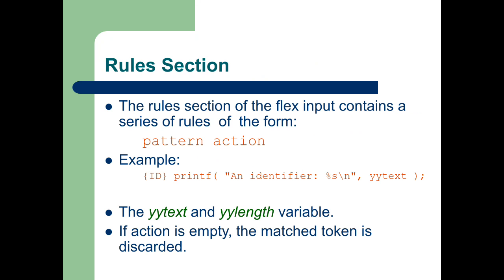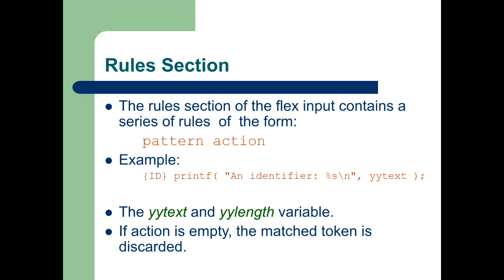Suppose we have a pattern 0 to 1. 0 to 1 is a pattern. So what will be the action we take here? The action is, the given number is a binary number. Suppose we have a pattern 0 to 7. So what will it be? 0 to 7, it is an octal number, and similarly hexadecimal.